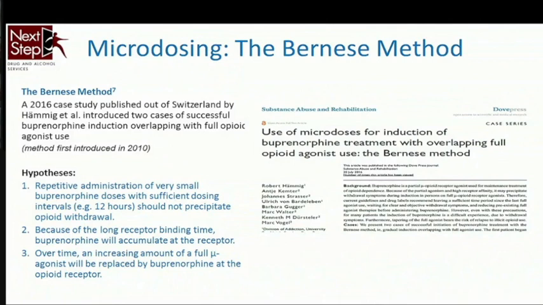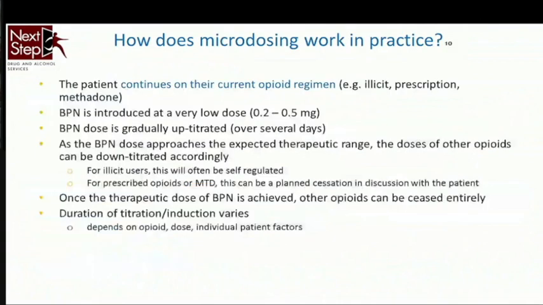Now, how does it work in practice? One of the benefits of this approach is that the patient can continue on their opioid regimen for a few days, whether it's illicit, prescription, or methadone. Buprenorphine is then introduced very slowly, as I mentioned, and then it's up-titrated. So we build up the dose over a few days while the patient is still on methadone or still potentially using illicit opiates.